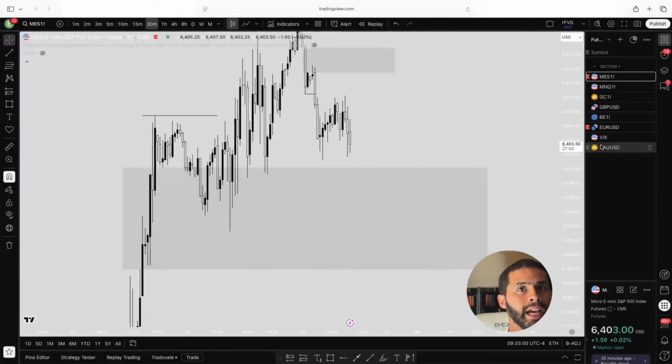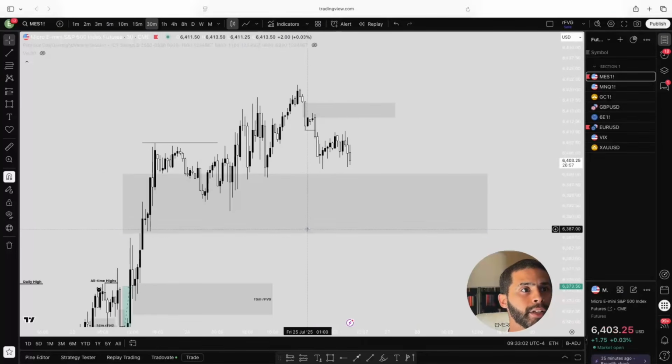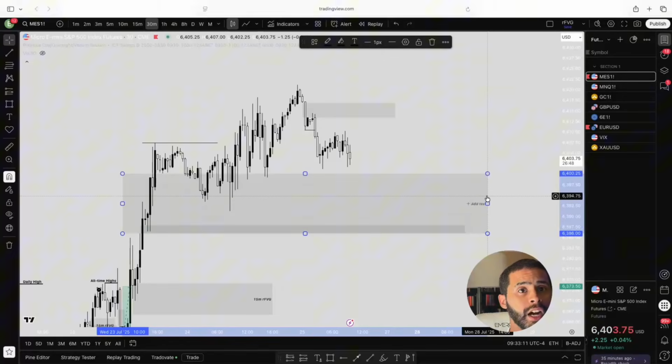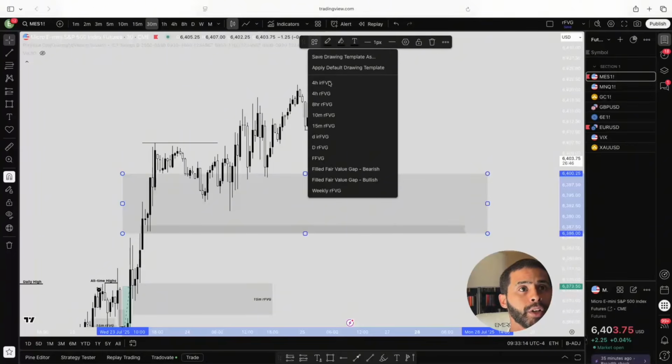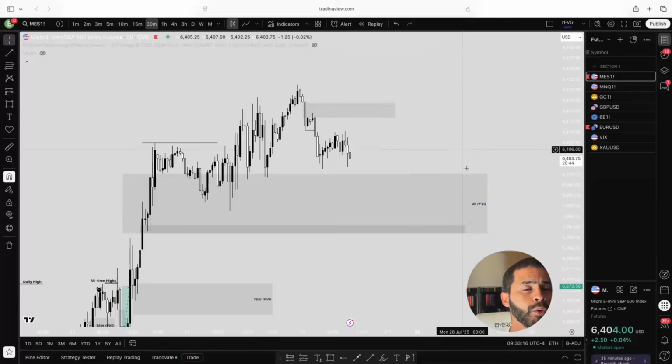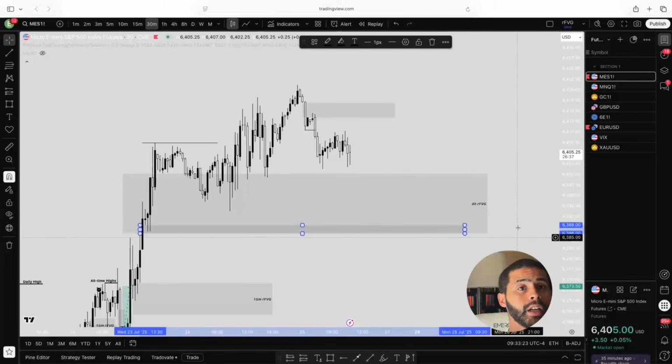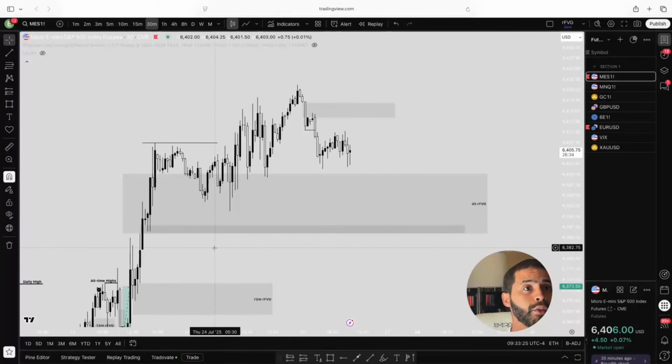Let's see if we have any other rebalanced fair value gaps. All right, we have one here. We have this fair value gap, and this is awesome because it is a confluence. This is our 4-hour rebalance fair value gap here, and we have a 30-minute rebalance fair value gap inside of it. So this level could be strong, okay? And what's awesome is it's actually lying below this liquidity here. Actually, we also have one right here.